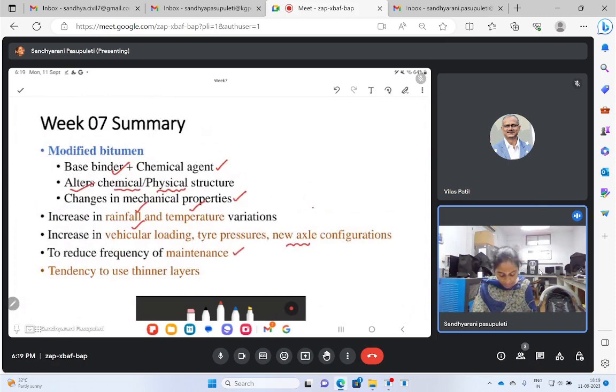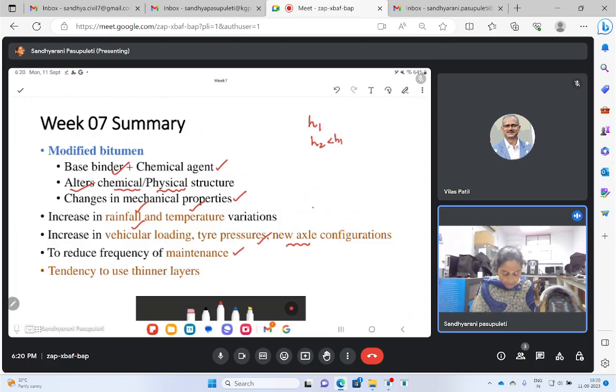So let us say if we use the base binder or unmodified binder, it also might take all these vehicular loadings, higher tire pressures and new axial configurations, but we might need to do the maintenance in a frequent manner. If we want to avoid that frequent maintenance, then we might need to go for modified bitumens. And in addition to that, if we generally have pavements with a thickness of H1 and we do not want to proceed with those higher thicknesses, and if I want to reduce the thickness in future constructions, so to use thinner layers also we can go for modified bitumen.